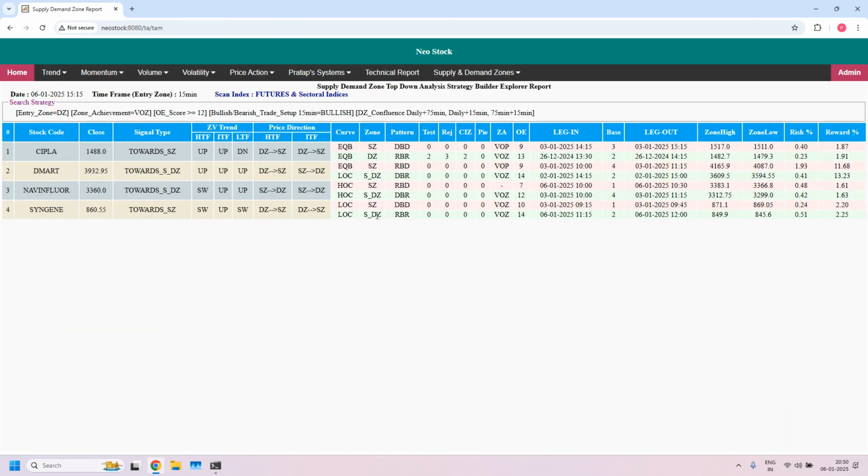In all these 4 stocks, these 15 minutes demand zones are part of the 75 minutes demand zone, and both together are part of the daily demand zone. And daily trend is up in these first 2 stocks. If any of these first 2 stocks are having EMA confluence, that is a daily EMA confluence, they are even more high probability trade setup stocks, because HTF is a daily zone.